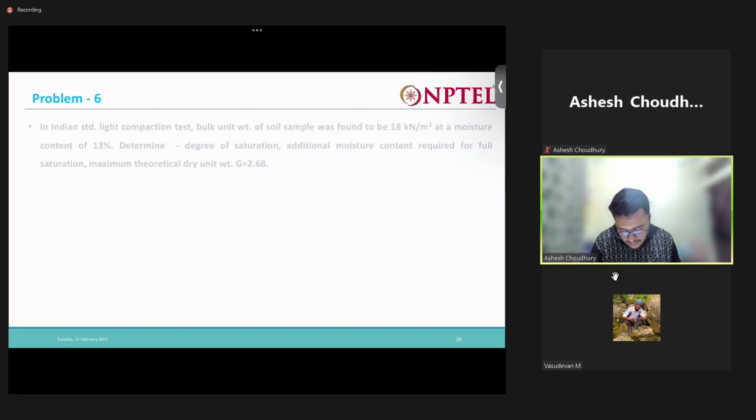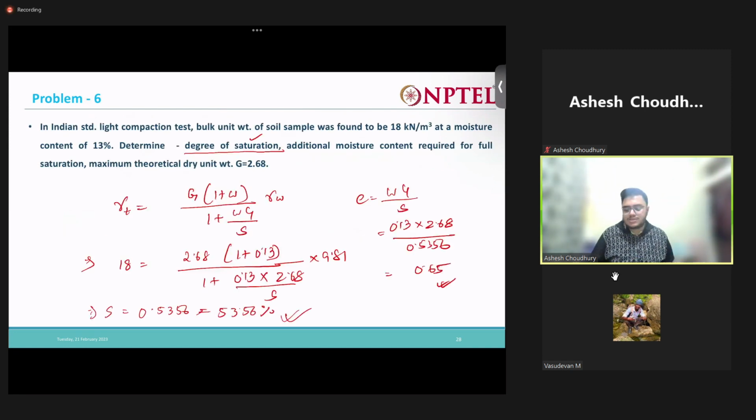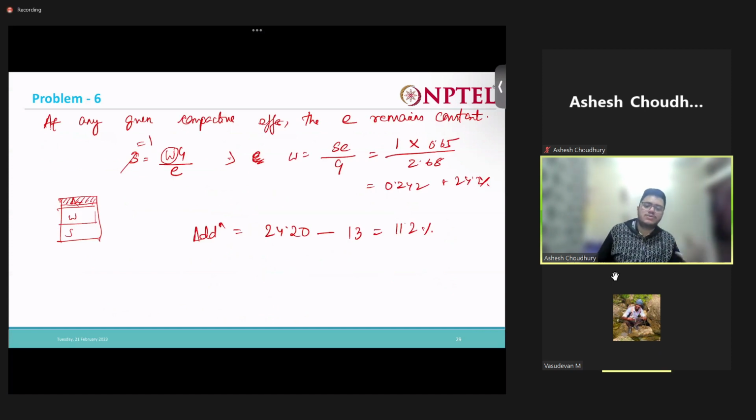Okay. So this problem is not actually that much related to compaction. If the bulk unit weight is given and the moisture content is given, from there you find out the saturation of the soil, and from saturation we find out the void ratio. Then we find out, for perfect saturation, meaning 100% saturation, what the water content is, and we just deduct that and find out the additional amount of water. So this is very simple. Don't get confused, this is not that much related to compaction.